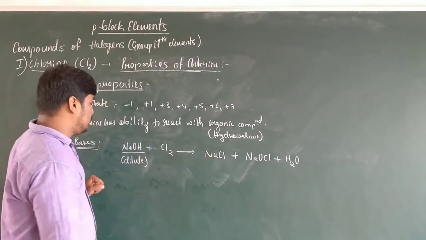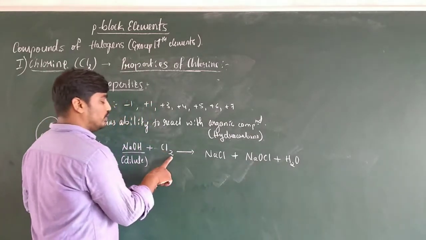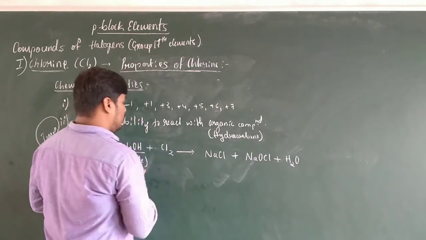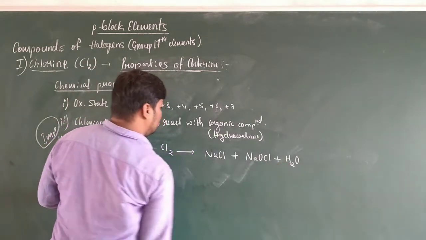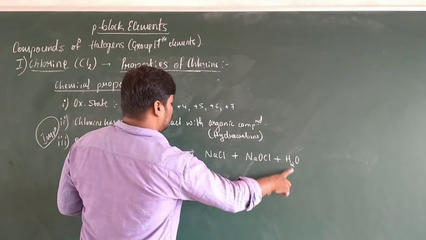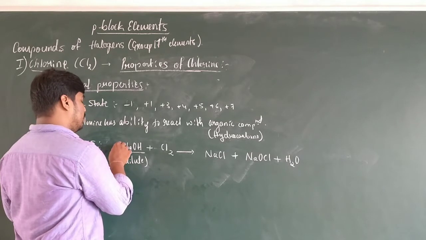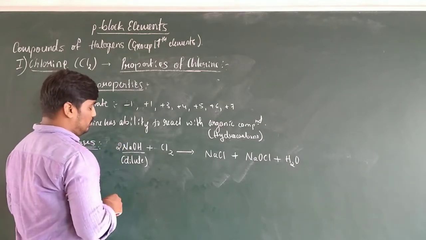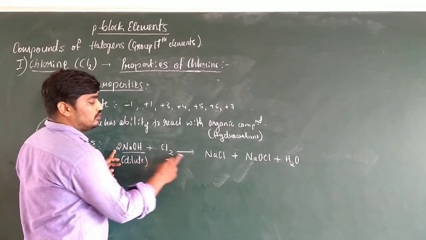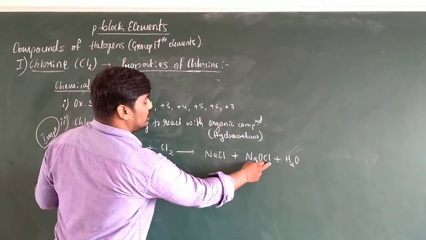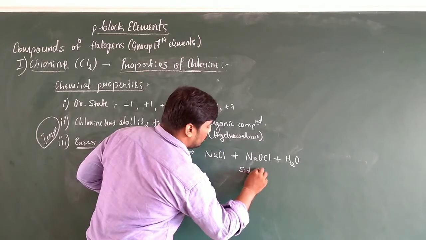Let us balance the reaction. Sodium hydroxide, there are two chlorine atoms. To balance this reaction, how much water is used? Here we use two atoms of hydrogen. Therefore, we should multiply by 2 on this side. What happened when we multiply by 2? The 2 NaOH react with chlorine to produce sodium chloride, NaOCl and H2O. It is nothing but sodium oxychloride.